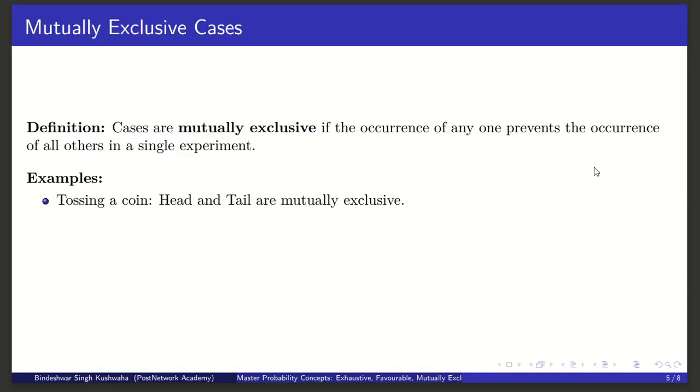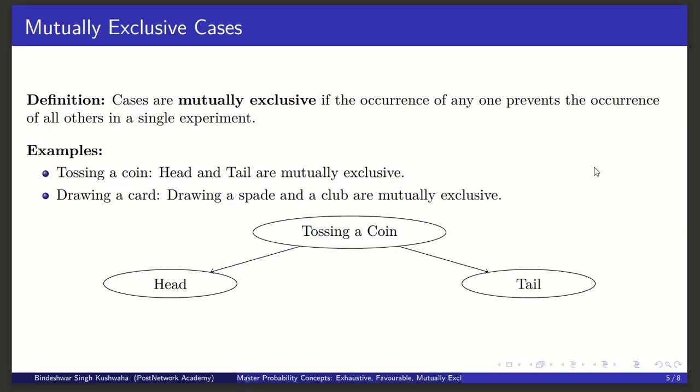Now what are mutually exclusive cases? Cases are called mutually exclusive if the occurrence of any one prevents the occurrence of all others in a single experiment. Remember, single experiment. Example, tossing a coin. Head and tail are mutually exclusive. That means if head comes, tail will not come.